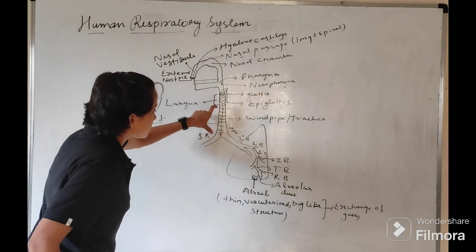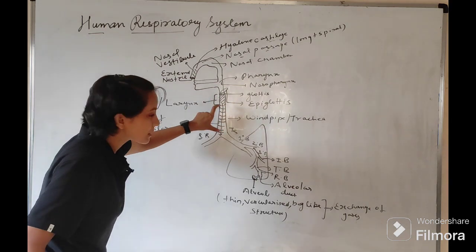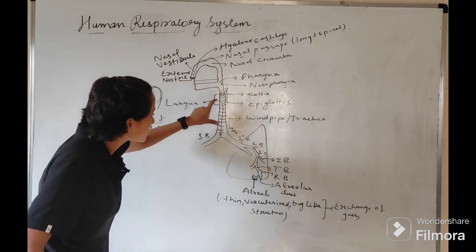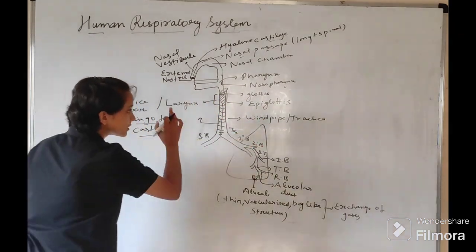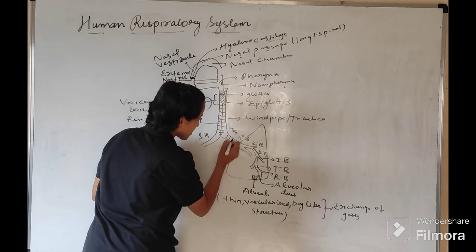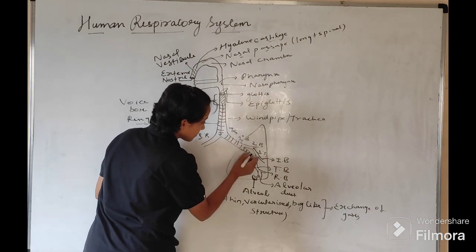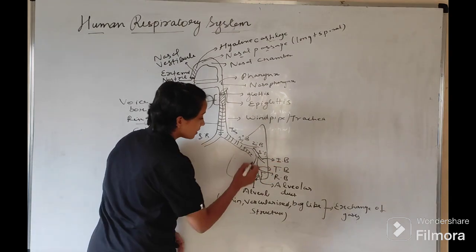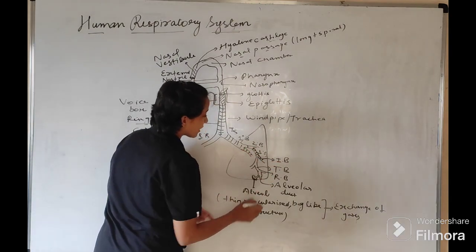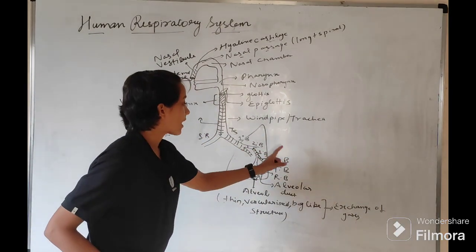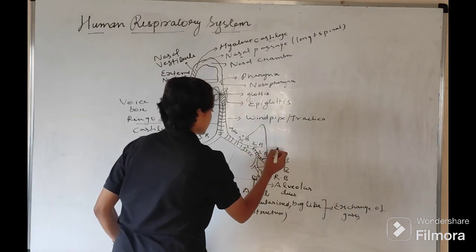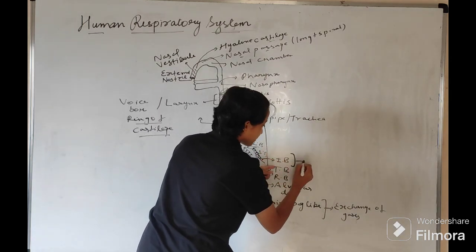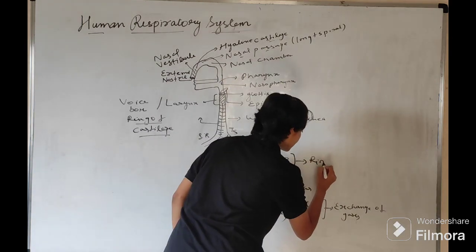Can you see this ring of cartilage which is present here? Is it present only up to the thoracic region, or only up to the level of the trachea? No, it extends further downwards, and it continues till the level of our initial bronchiole. So we can say that the ring of cartilage is present up to the level of our initial bronchiole.